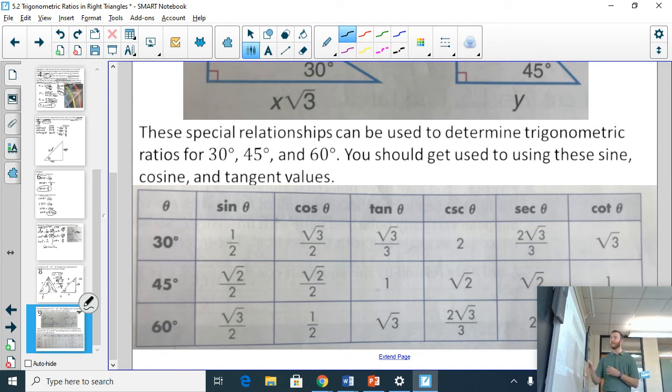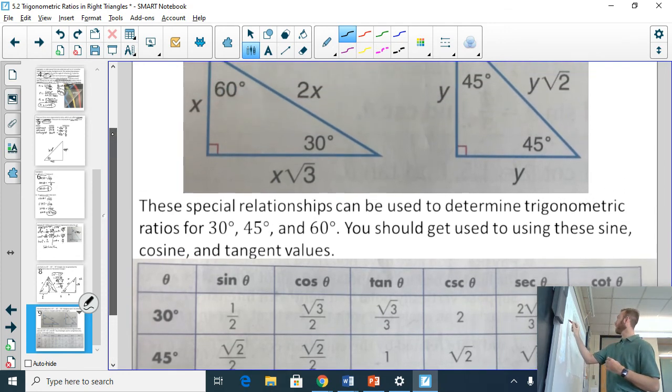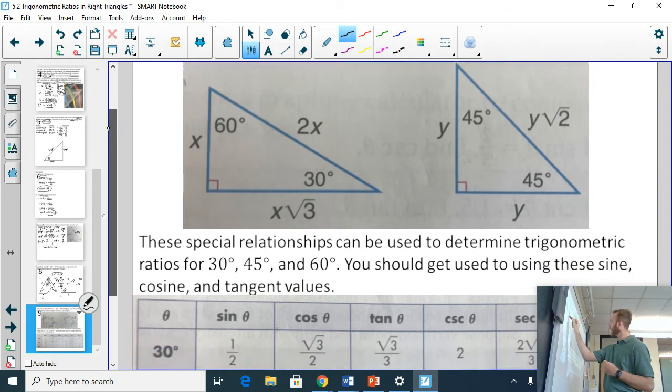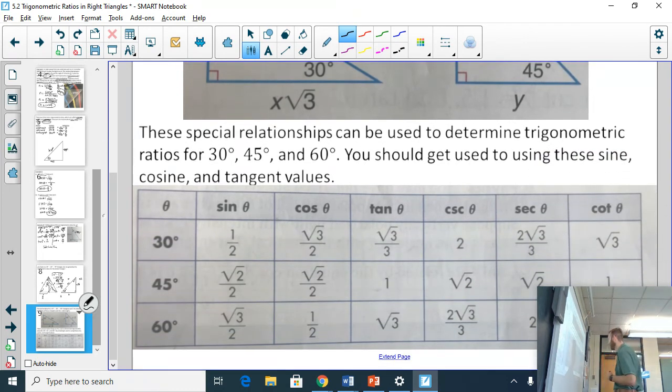So you should definitely take note of both of these 2 triangles here. I would write these down, and I would write this table down, and I would start to memorize this table.